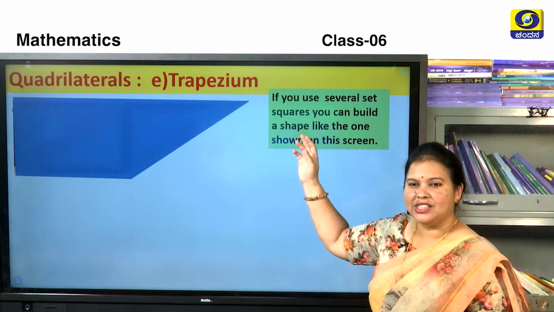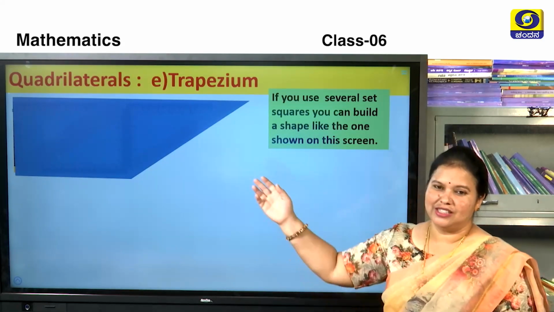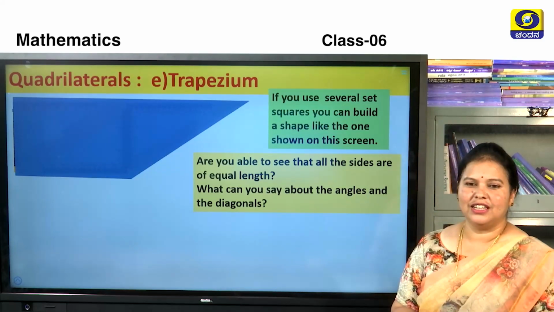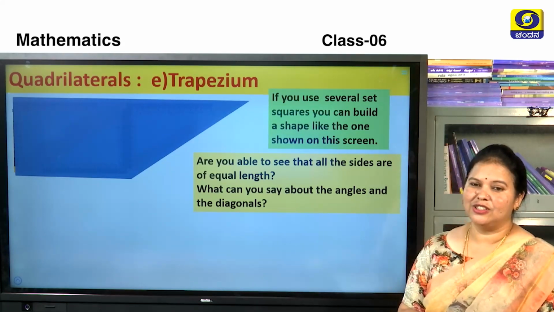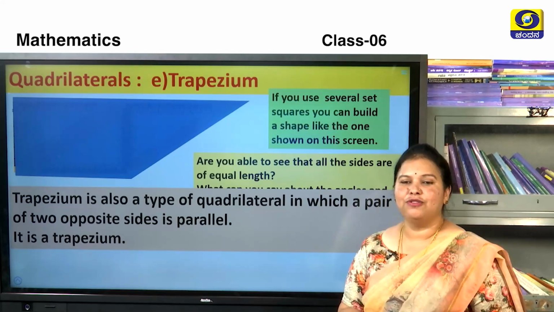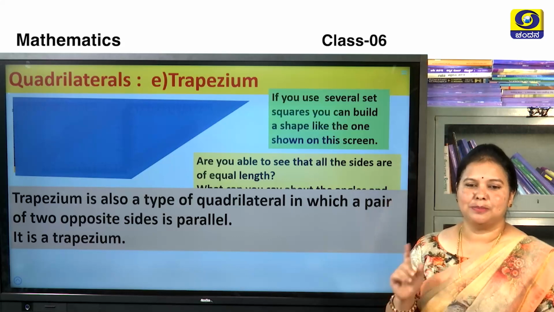So, if you use several set squares, you can build a shape like the one shown on the screen. Are you able to see that all the sides are of equal length? What can you say about the angles and the diagonals? Children, trapezium is also a type of quadrilateral in which a pair of two opposite sides is parallel.